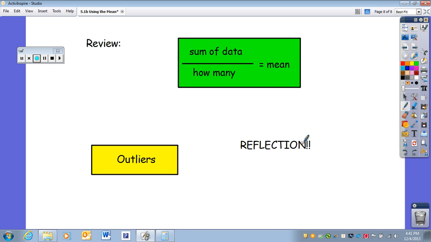So, in review, remember the mean is the sum of the data divided by how many pieces of data there are. We can also take the mean and multiply it by how many pieces of data we had, and that would give us our original sum, and we can use that to apply the mean to other situations. We also have learned that there can be outliers which can affect the mean.